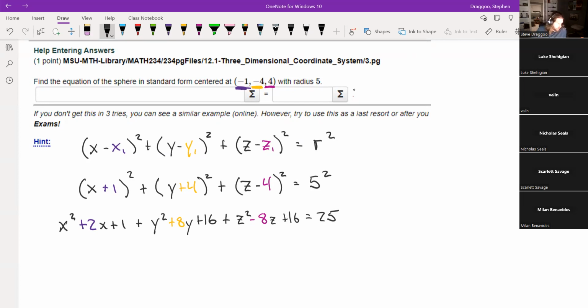And then I could gather up all my terms over on one side, or at least put all my constant numbers over on one side. So let's see, that'll be 25 minus 32, which would be, what is that? -7 minus 1 is -8. So -8 will end up over there. I'll have x squared plus 2x plus y squared plus 8y plus z squared minus 8z.